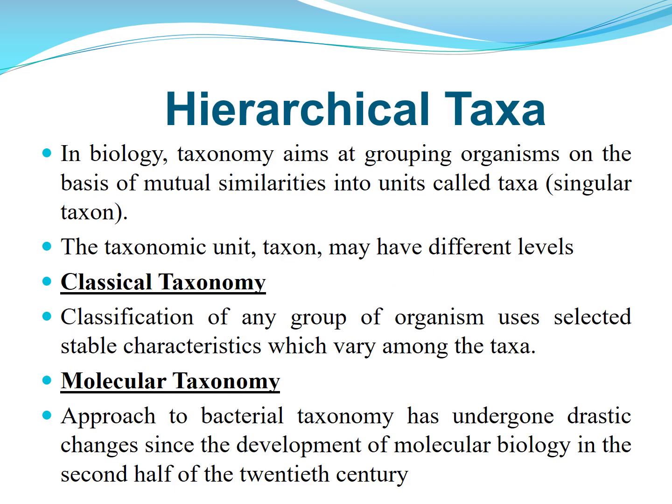There are 2 types of hierarchical taxonomy. The first one is classical taxonomy, the other one is molecular taxonomy. In biology, taxonomy aims at grouping of organisms on the basis of mutual similarities into units called taxa. The taxonomic unit may be at different levels, the molecular and classical level. The classical level is the traditional one, the molecular level is the advanced one.